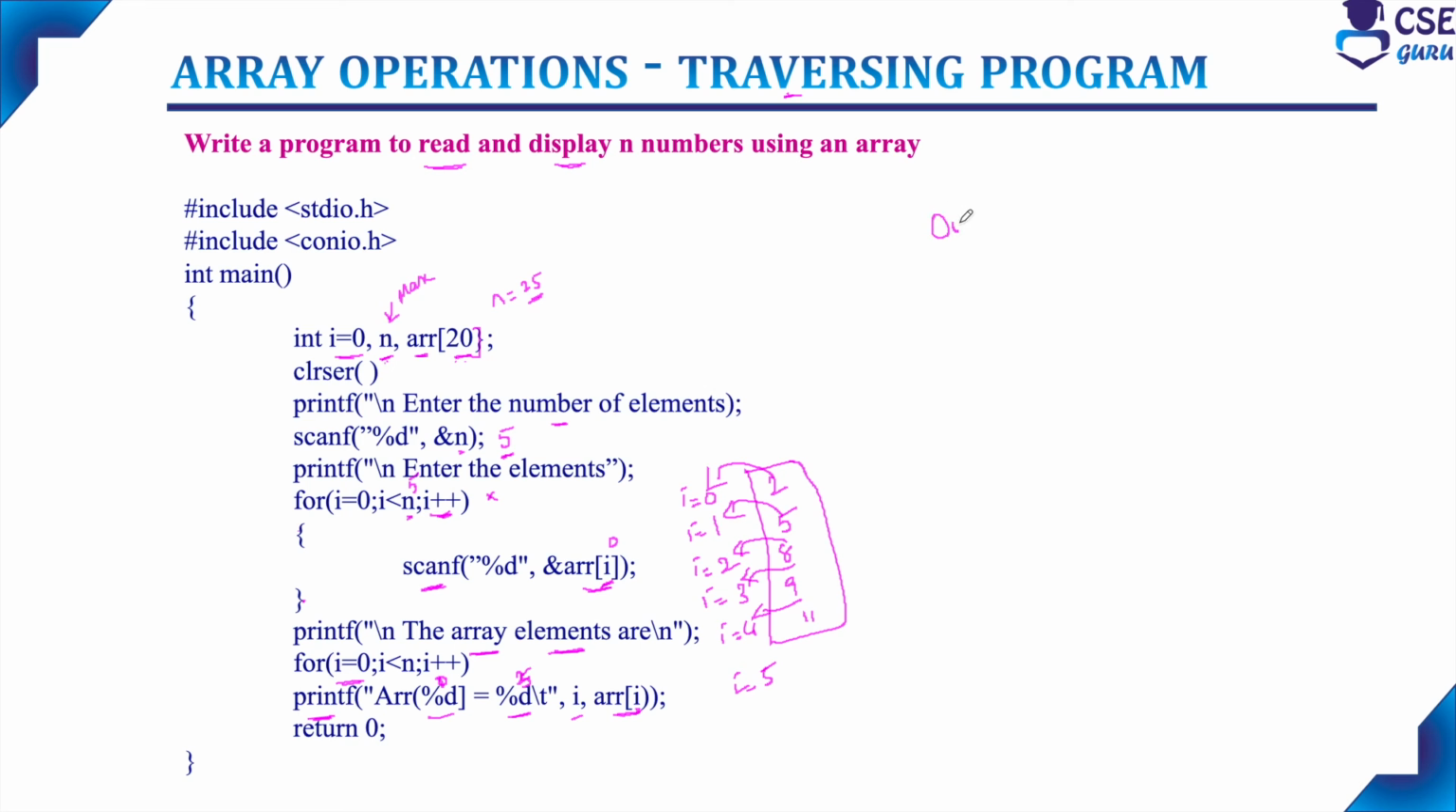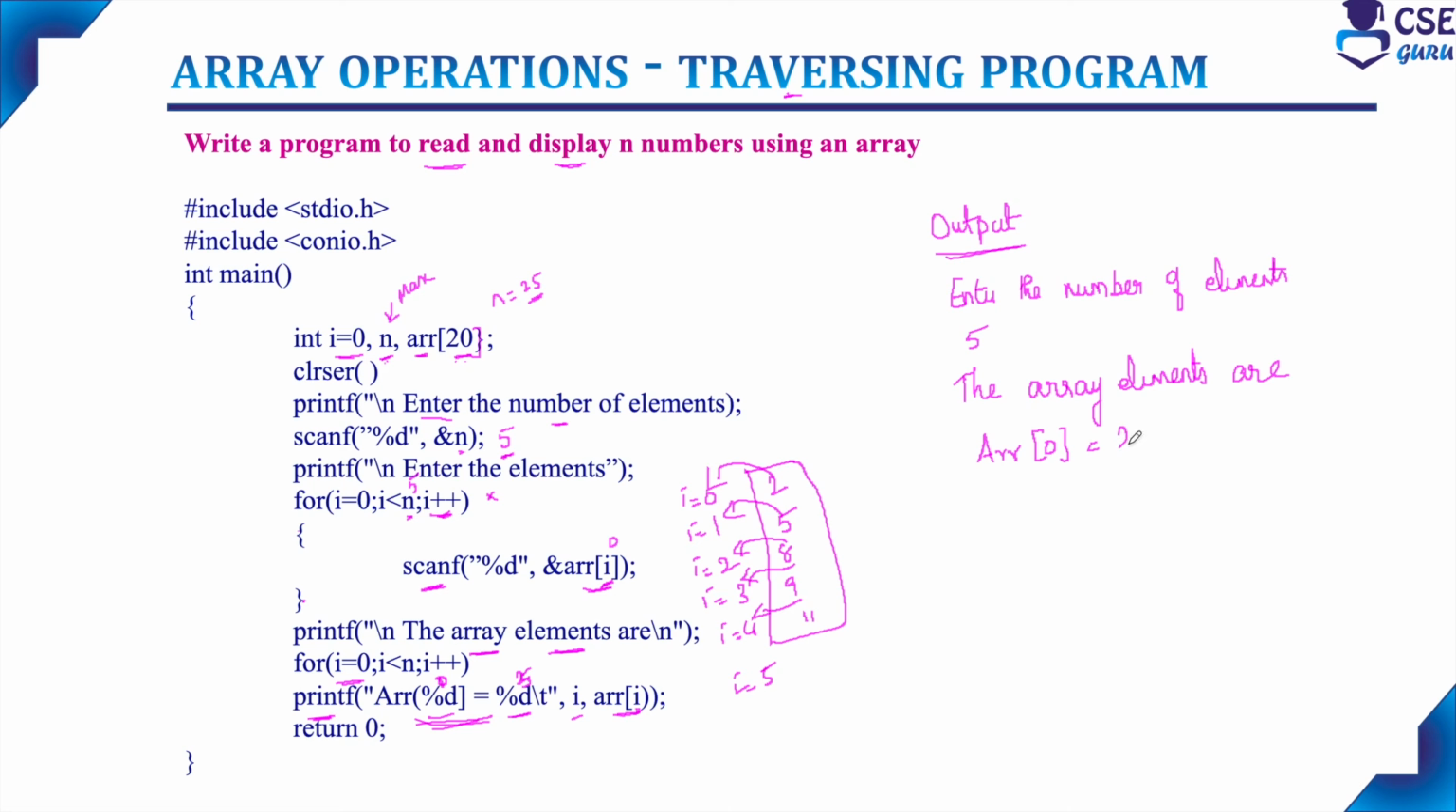So, here, if you are considering the output, what is the output? It will be displayed on the output screen. First, this printf statement will display: enter the number of elements. Here I have entered the n value as 5. It will just accept and store the corresponding values in the memory locations. And here, in this printf statement, it will print like ARR of 0 is equal to 2. When the i value is 0, it will print 2.